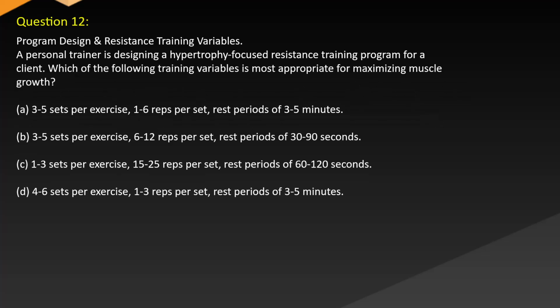Program design and resistance training variables. A personal trainer is designing a hypertrophy-focused resistance training program for a client. Which of the following training variables is most appropriate for maximizing muscle growth? A. 3-5 sets per exercise, 1-6 reps per set, rest periods of 3-5 minutes. B. 3-5 sets per exercise, 1-2 reps per set, rest periods of 30-90 seconds.